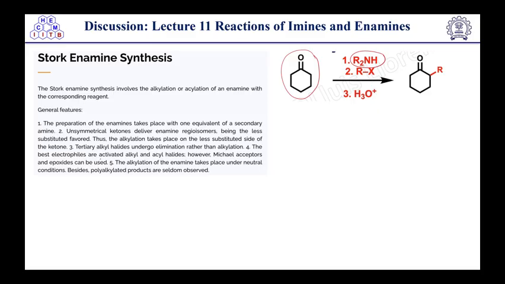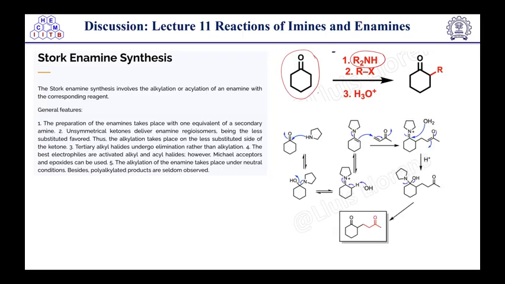The third point is that tertiary alkyl halides undergo elimination rather than alkylation. So when the tertiary alkyl halide is used here, it will undergo elimination rather than alkylation. We'll discuss it by example again. And the fourth point is that the best electrophiles are activated alkyl and acyl halides. However, Michael acceptors and epoxides can be used. We'll discuss the use of the Stork enamine synthesis in reactions, okay? The fifth one is that the alkylation of enamines takes place under neutral conditions. Besides, polyalkylated products are seldom observed. So just forget about these points for now.